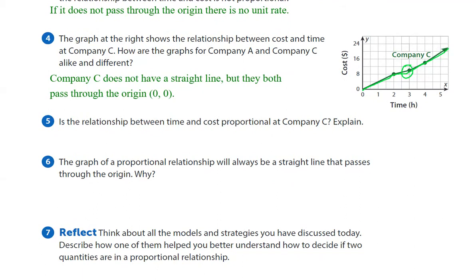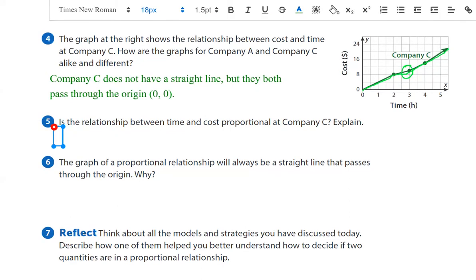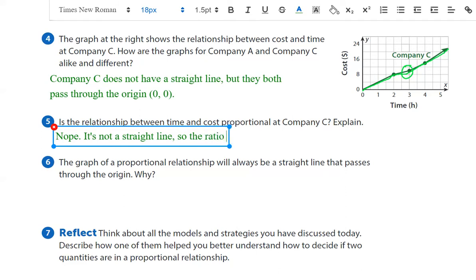Number 5, is the relationship between time and cost proportional in company C? Explain it. Nope. Let's see, how do we explain that? It's not a straight line. Can we just put that? Let's think about it. It's not a straight line. So the ratio between the points won't always be equivalent.